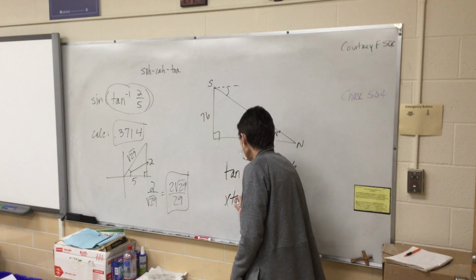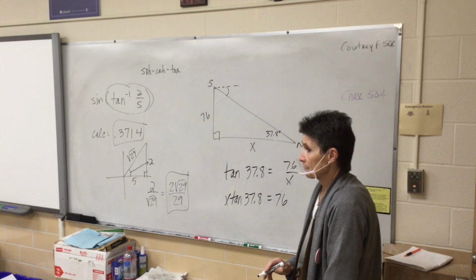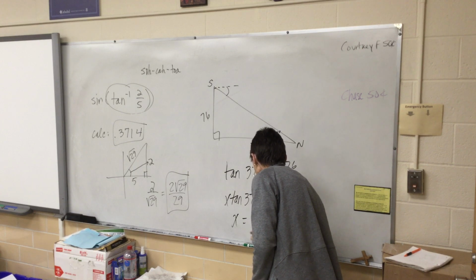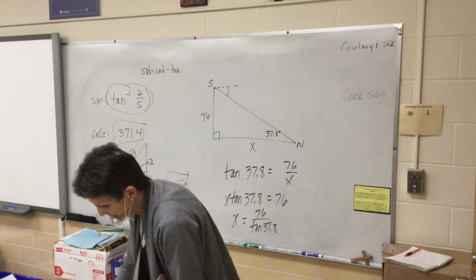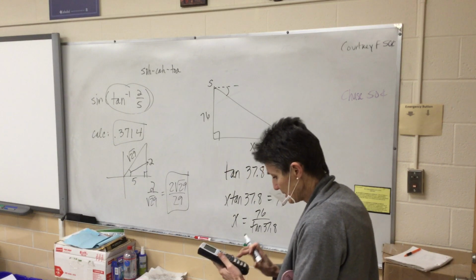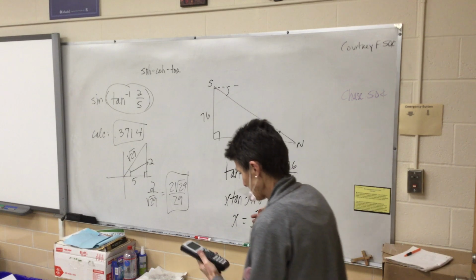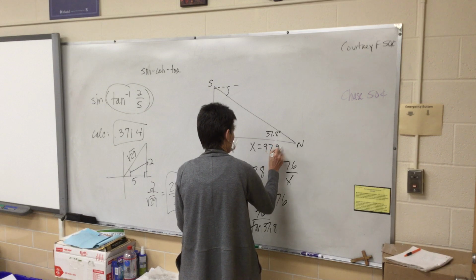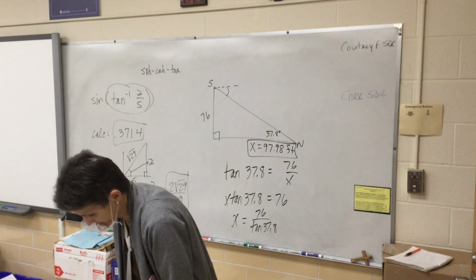So x tan 37.8. Chase, I hope you're paying attention here, you look zoned out. Don't doubt him. So x equals 76 over tangent 37.8. I think my calculator's in degrees, so I'm going to do a quick check. Yeah. So 76 divided by tangent 37.8 is 97.98, probably feet. Let me do a quick check on that. Yes.